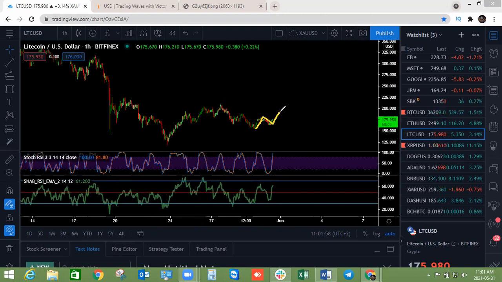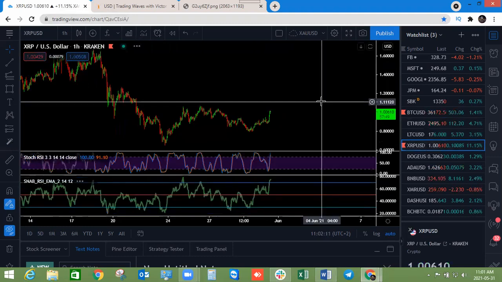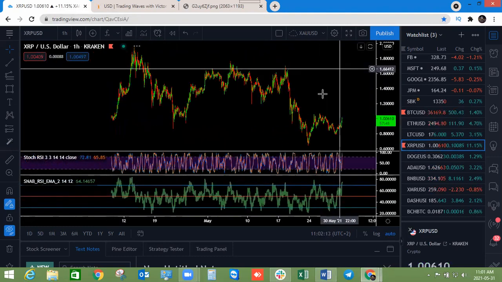So this is Litecoin. Also, we're just expecting that one more move to the upside. Yesterday, we were looking at this to be pushing to the upside. So it's going very slowly, we need a catalyst to move the market. So this is now XRP.